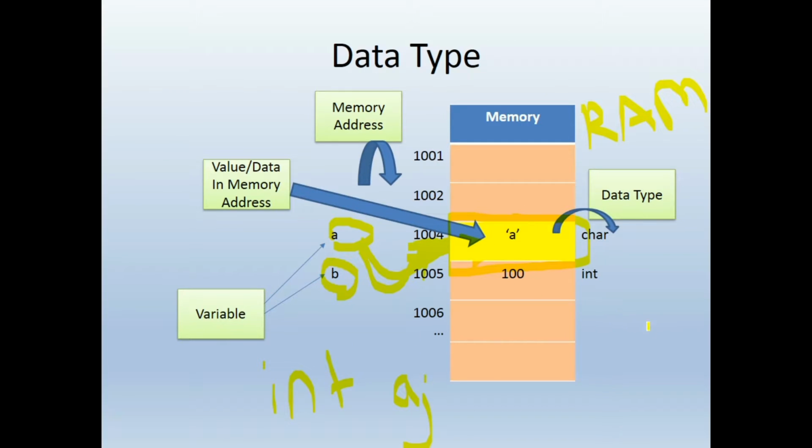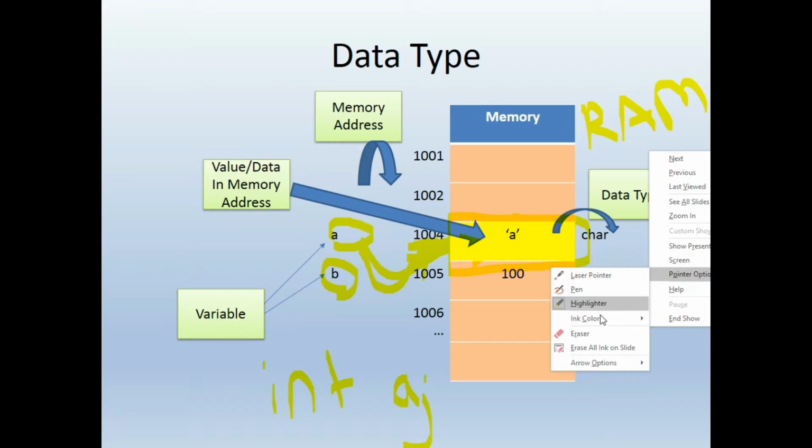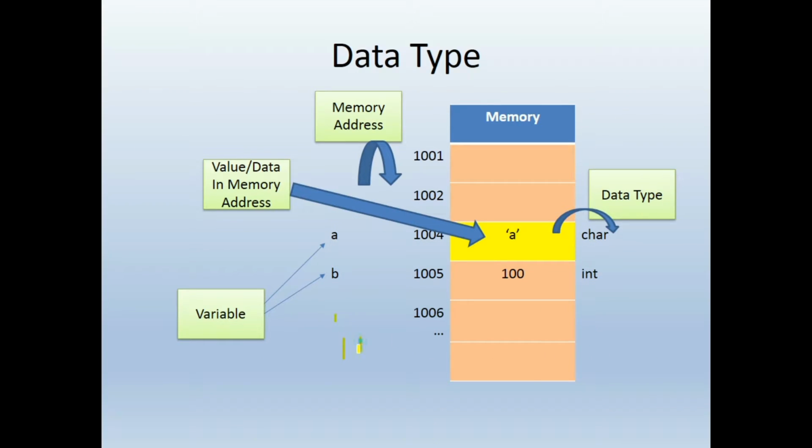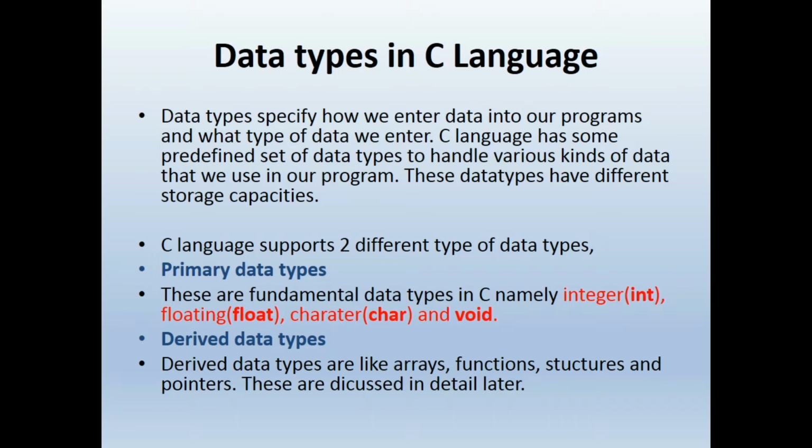So here I have written int A. So I am clearly specifying that in main memory where I have A, it will only store int, it will never store char, other than int. So this is the thing which I am using.